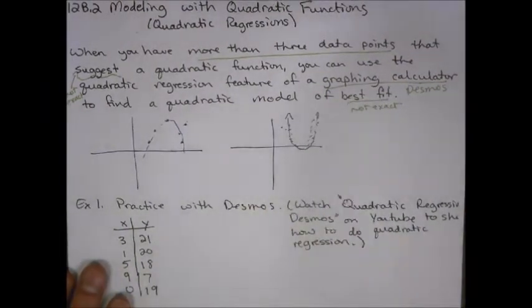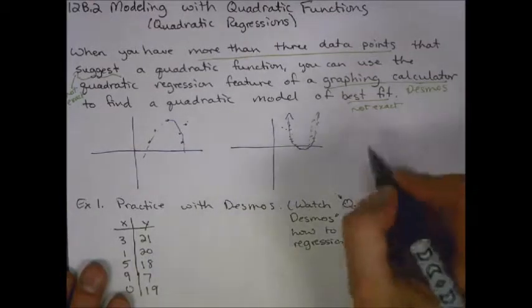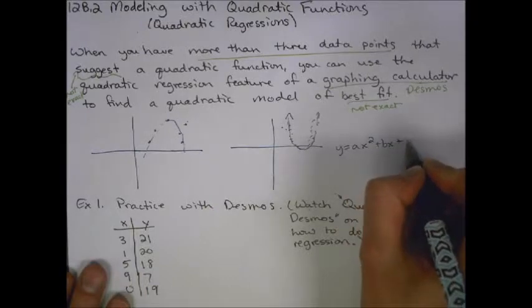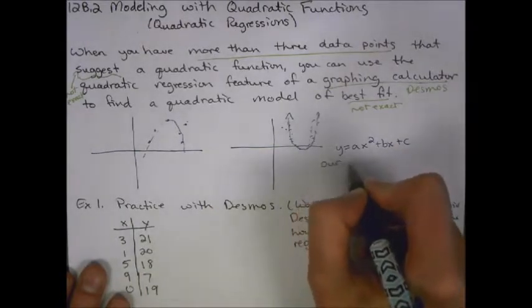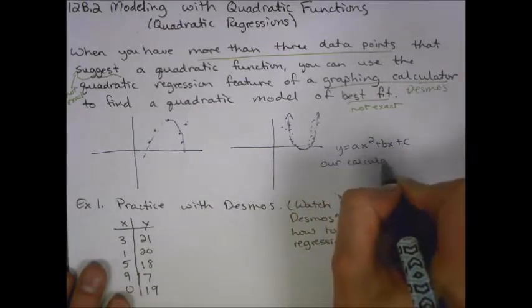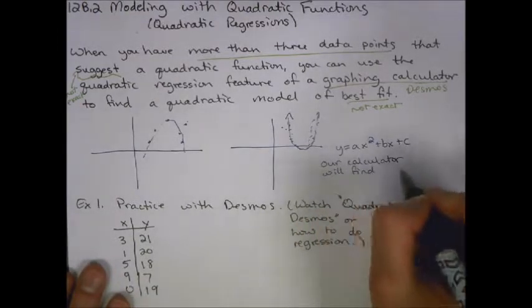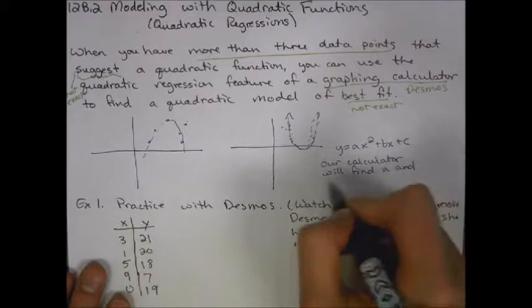of best fit. We're going to be using our standard form again, so just a reminder, that's y equals ax squared plus bx plus c. And our calculator will find a, b, and c for us.